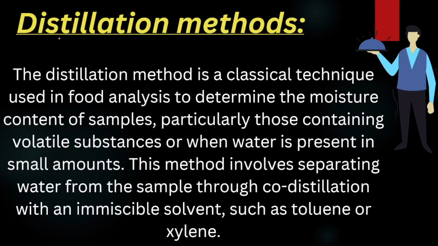In the previous class, we saw the oven drying method in moisture analysis, that is, water analysis. Now, we will see the distillation method. The distillation method is a classical technique used in food analysis to determine the moisture content of samples, particularly those containing volatile substances. Volatile substances are those that can be easily vaporized, or when water is present in small amounts.